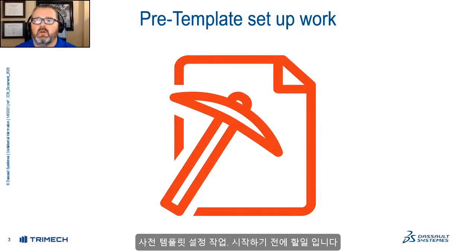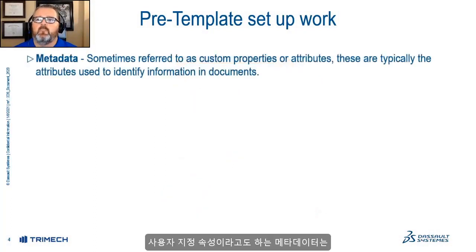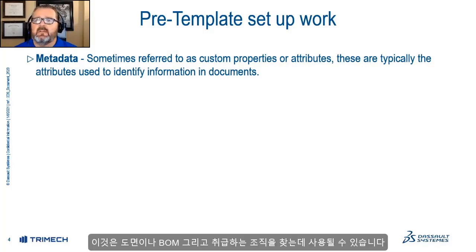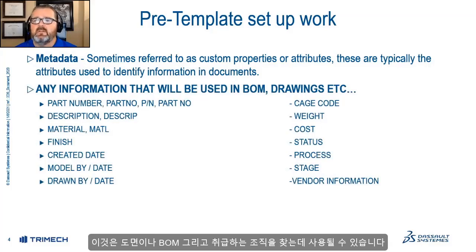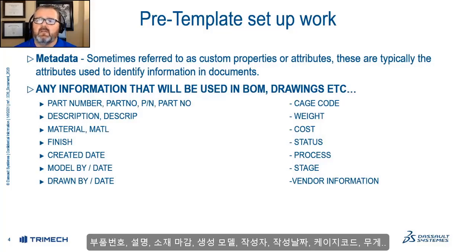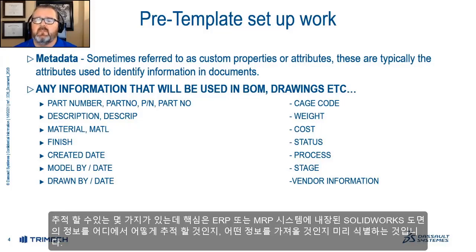Pre-template setup work. What to do before you get started. Metadata, sometimes referred to as the custom properties or attributes, what you need to track in your documents, the important and critical information. This can be items that you're going to use on your drawings or your bill of materials and tracking throughout your organization. Part number, description, material, finish, created date, modeled by, drawn by, cage code, weight. There's several of these you can track.